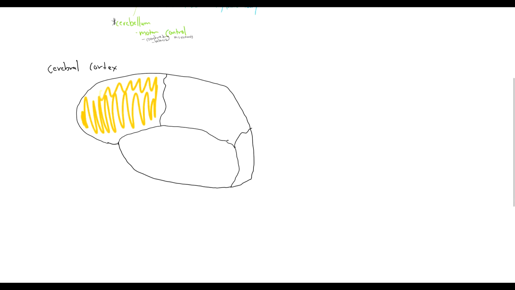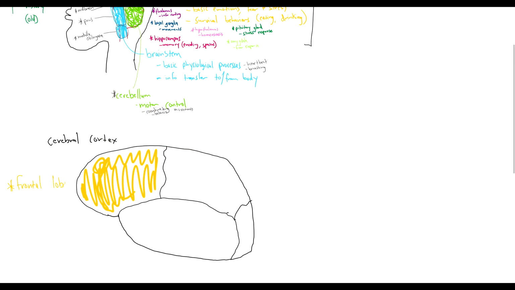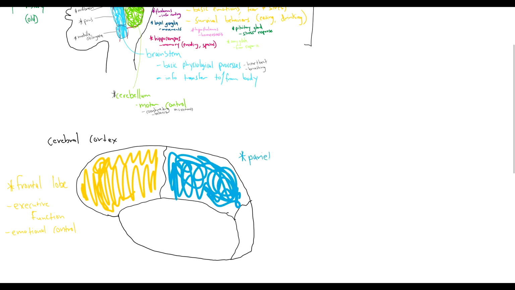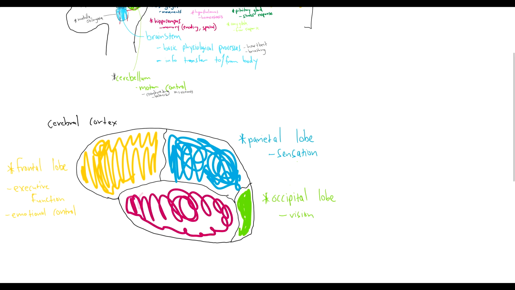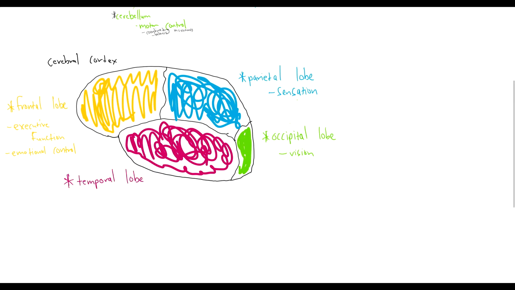The frontal lobe, here in yellow, is responsible for executive function, things like forming thoughts and making decisions, and also emotional control. The parietal lobe, right here in blue, is where sensory processing happens. Sensory signals come in and are interpreted. The occipital lobe at the back here in green is where visual processing occurs. And the temporal lobe here in purple is involved in language production, hearing, and memory formation.